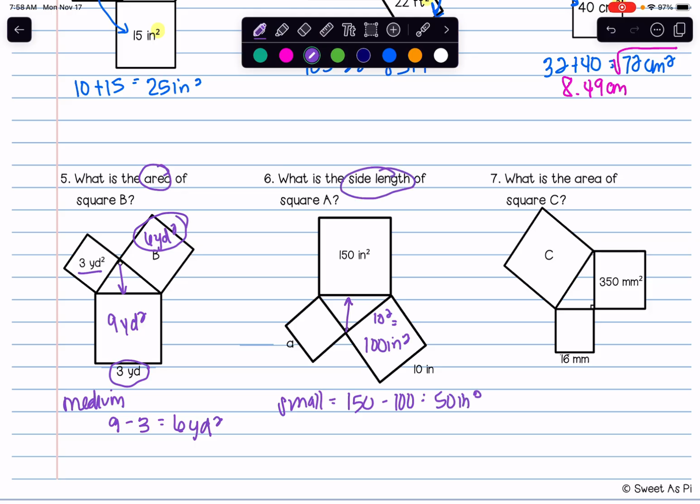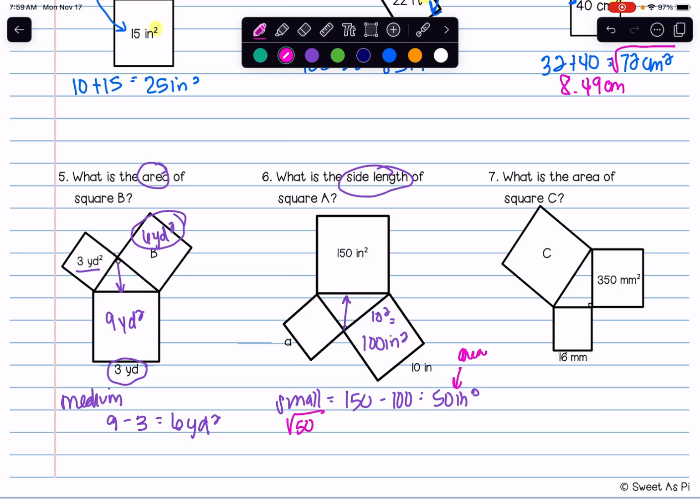But it's asking for the side length. So this right here is the area, but I need the side length. So I'm going to have to take the square root of 50 to find the side length, which is 7.07 inches. So I know the side length of this would be 7.07 inches.